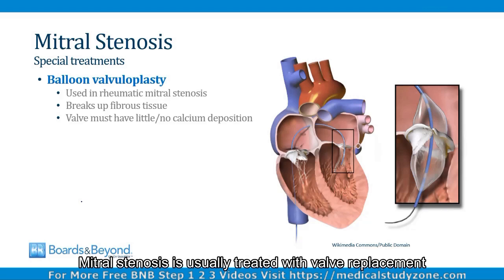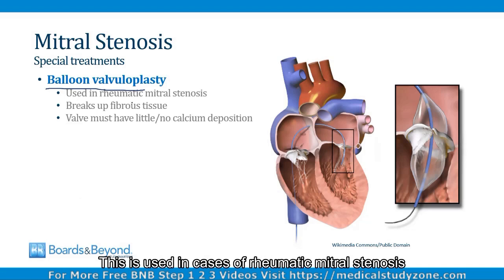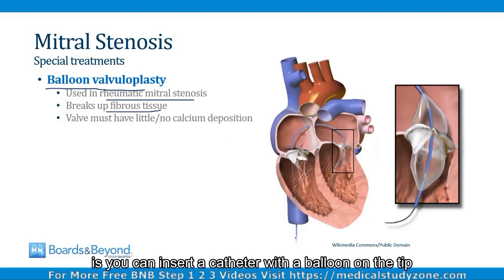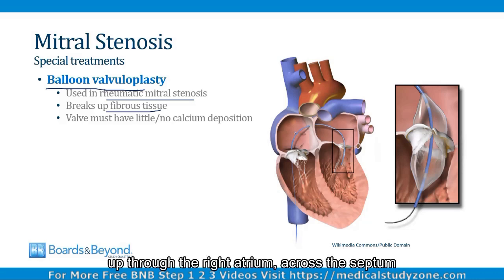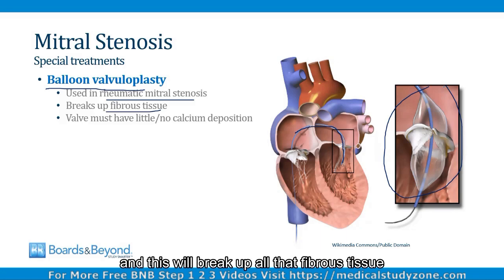Mitral stenosis is usually treated with valve replacement, just like many other valve disorders, but there is one special treatment for mitral stenosis you should know about, and that's called balloon valvuloplasty. This is used in cases of rheumatic mitral stenosis where the problem is just fibrous tissue causing the valve leaflets to become sticky. What you can do, as is shown in this picture, is you can insert a catheter with a balloon on the tip up through the right atrium, across the septum, into the left atrium, and across the mitral valve. You can then inflate a balloon, and this will break up all that fibrous tissue that is causing the valve leaflets to stick together.